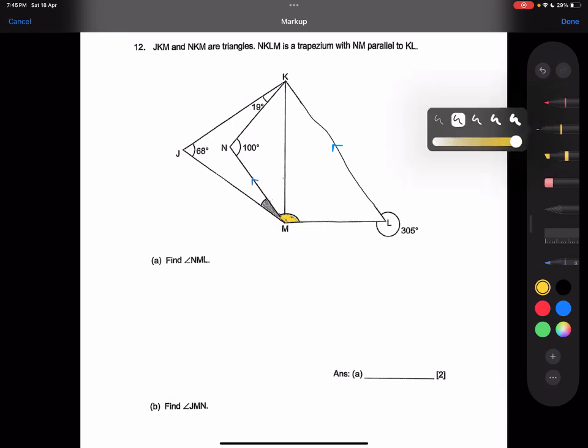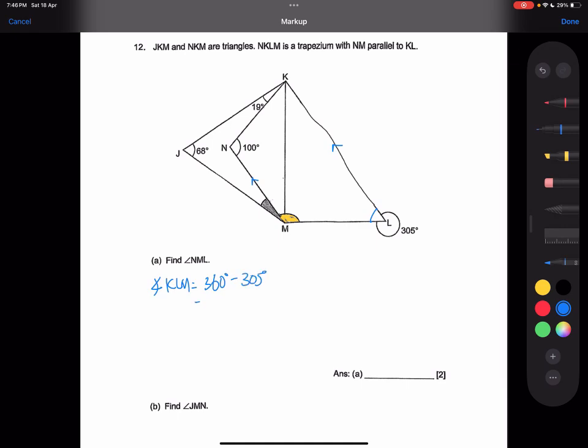Okay. Before that, let's find this angle. Angle KLM equals 360 minus 305 degrees. That gives us 55. Okay.